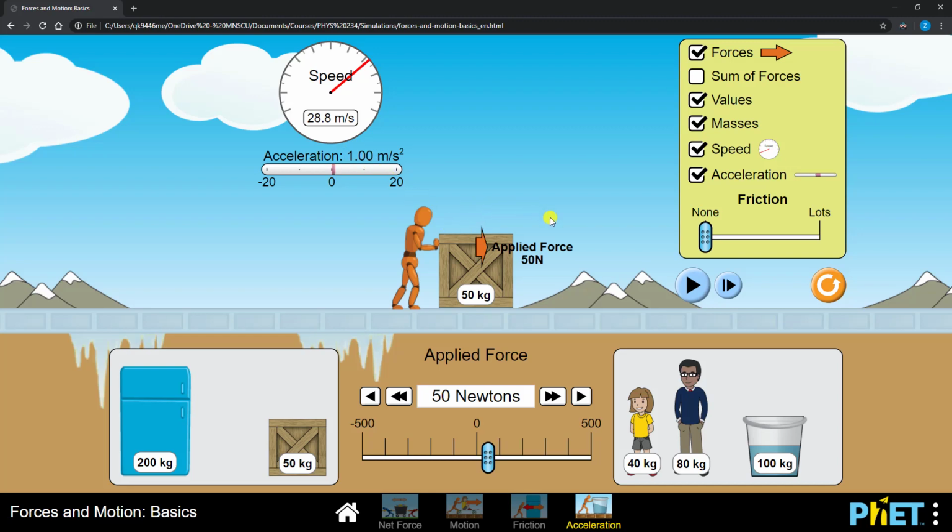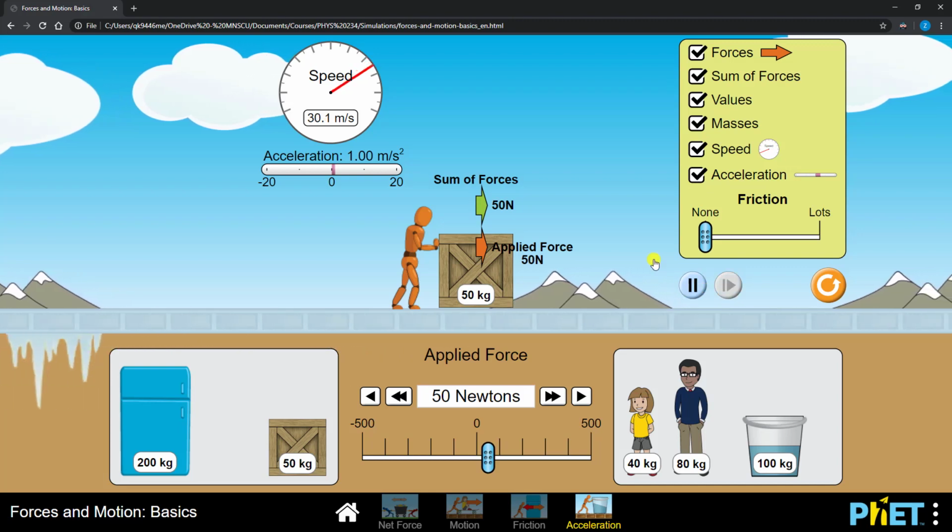That's because we have a constant net force on the crate. I can display the sum of forces, but that's the same as the applied force because I dialed down friction, right? So let's keep playing it. And what I want you to see is what's going to happen. Okay, let's see.